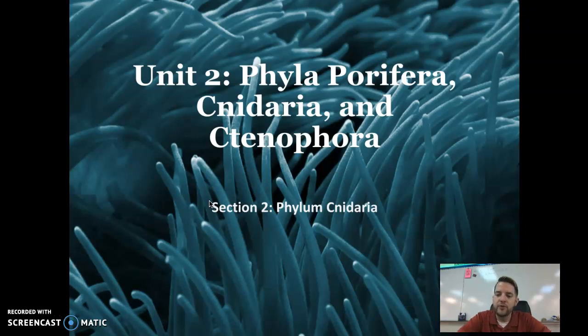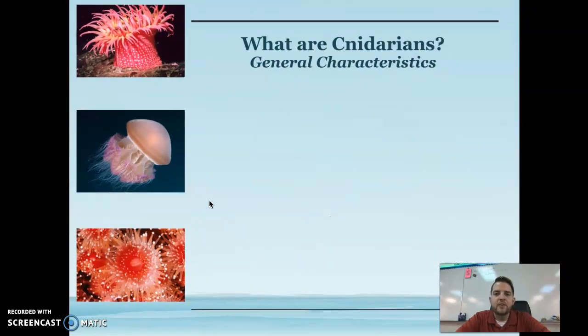All right. So you did your reading to kind of introduce yourself a little bit to them, and now we're going to dive a little deeper. So what are Cnidarians? Here are the general characteristics. They are soft bodies, so these are the jellies. Anything that's jelly-like or gelatinous falls into the Cnidarians more than likely.